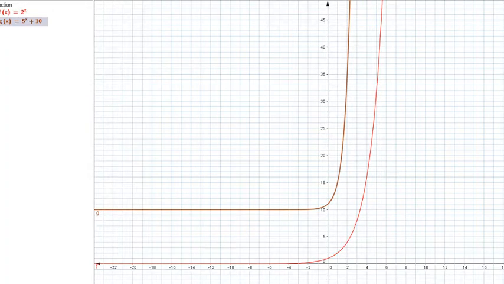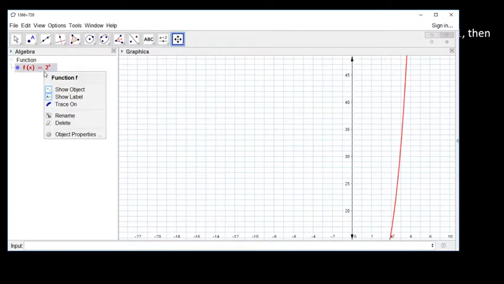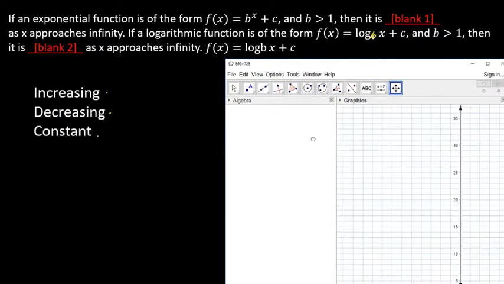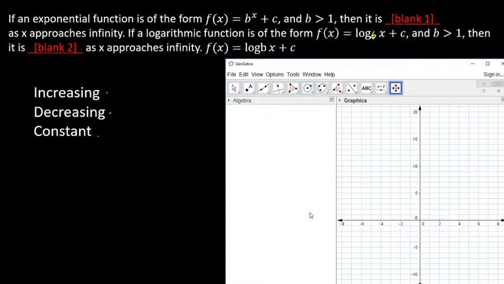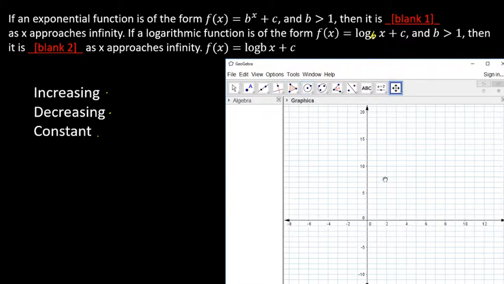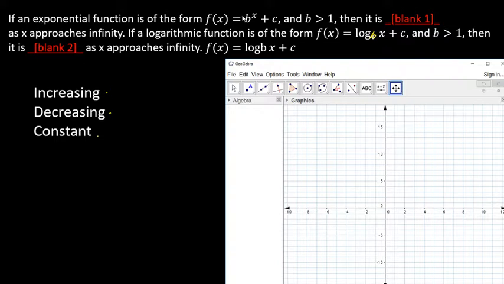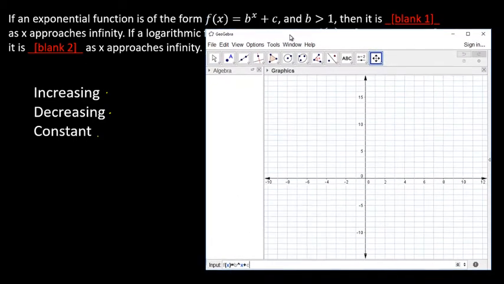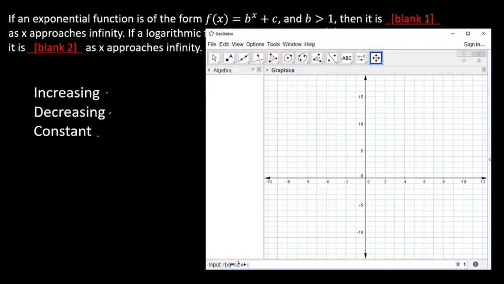So I'm going to minimize this graph just so we can see our question at the same time. I'm going to delete my old examples. So the question was, if an exponential function is of the form f of x equals b to the x plus c, where b is greater than 1. So we need to type that in. So I'm going to have an exponential function of the form f of x equals b to the x plus c. Now all I've typed in so far is b to the x plus c, but I actually have to type in numbers to get a real example.